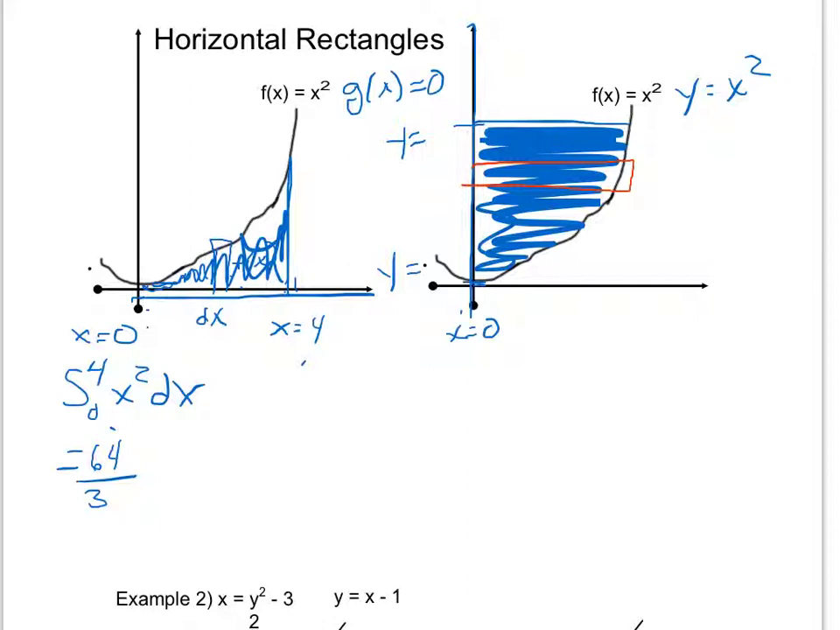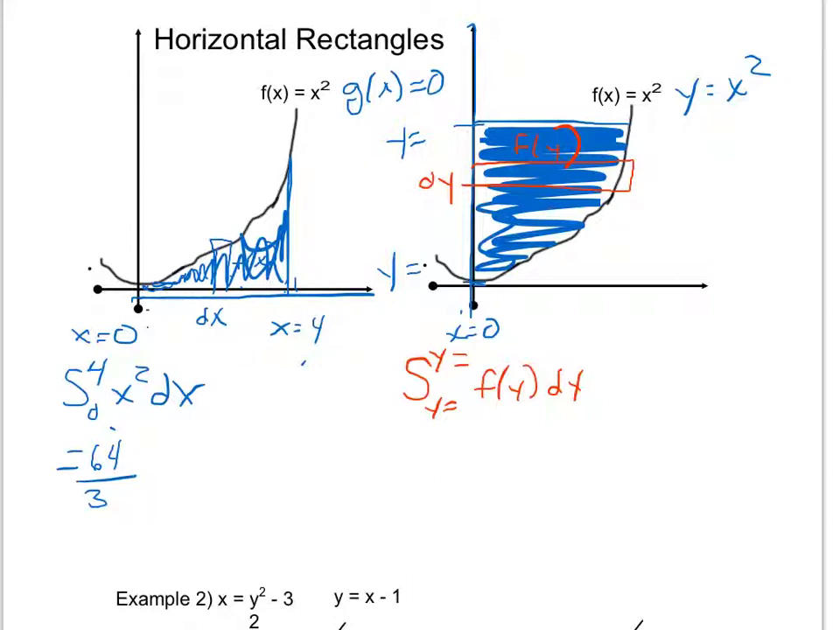I'm still finding area, so I'm going to use an integral, but the difference is now that I'm going to have y equals something up to y equals something, and instead of having some f of x function, I'm going to have some f of y function dy, because I'm using that same concept that this width is going to be dy, and this height is going to be some f of y. So my integral will look something like this instead.